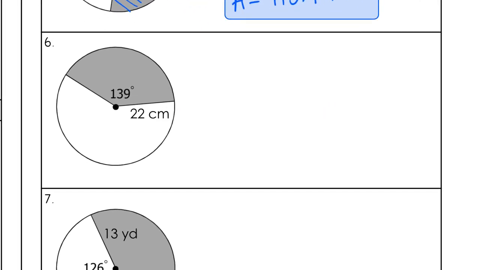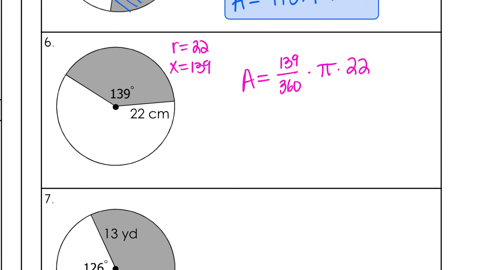Okay, so it's kind of same thing. Our radius is 22, and the angle that they gave us is 139. So following the formula, we have 139 over 360 times pi r squared. So 22 squared. Type this into the calculator all at once. Round to the nearest tenth. So I get 587.1. And this time they're measuring in centimeters, so square centimeters.